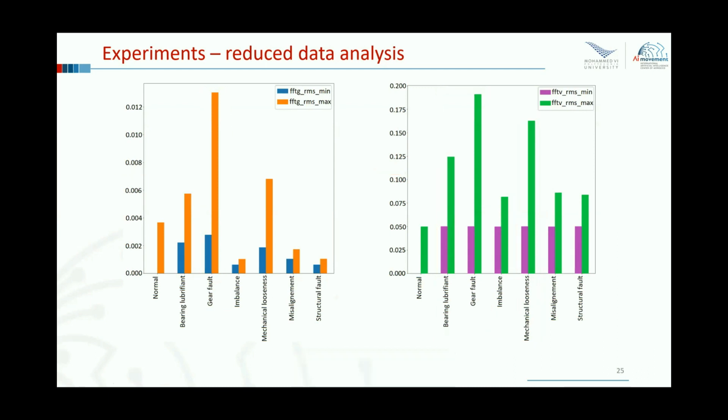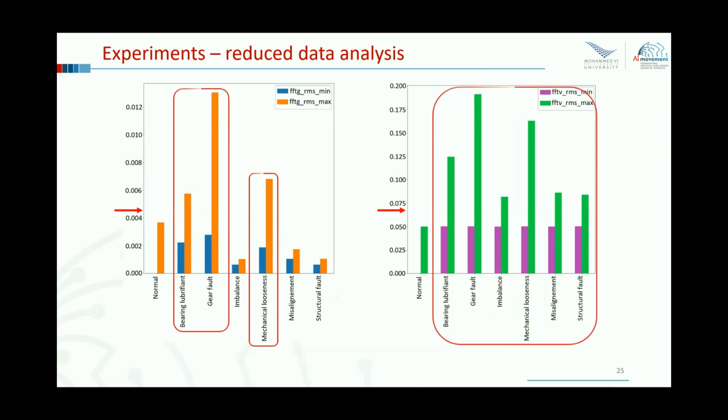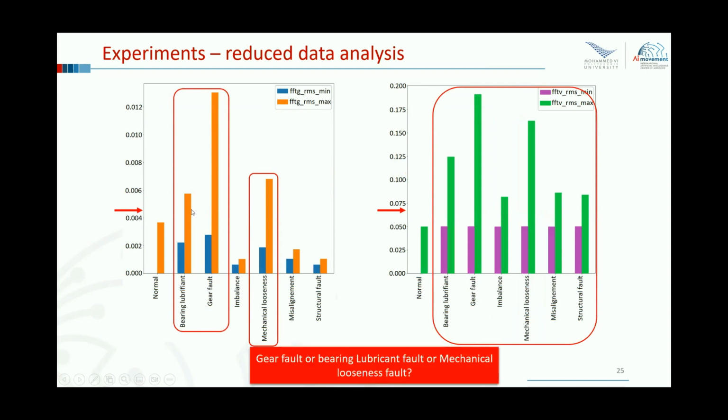So this one is a much more complex example. This value can belong to all 6 intervals and also here. So we cannot know whether it is a gear fault, a bearing lubrication fault, or a mechanical looseness fault. And here the fuzzy logic can help us to solve this problem.